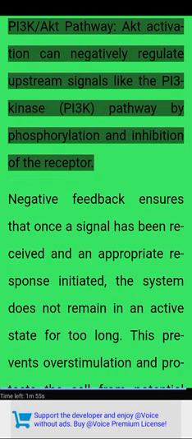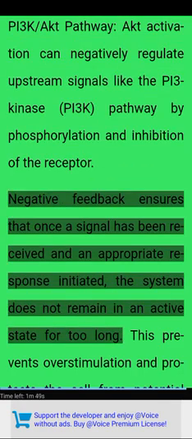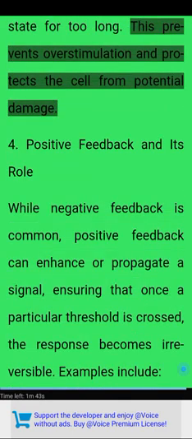PI3K AKT pathway. AKT activation can negatively regulate upstream signals like the PI3 kinase PI3K pathway by phosphorylation and inhibition of the receptor. Negative feedback ensures that once a signal has been received and an appropriate response initiated, the system does not remain in an active state for too long. This prevents overstimulation and protects the cell from potential damage.